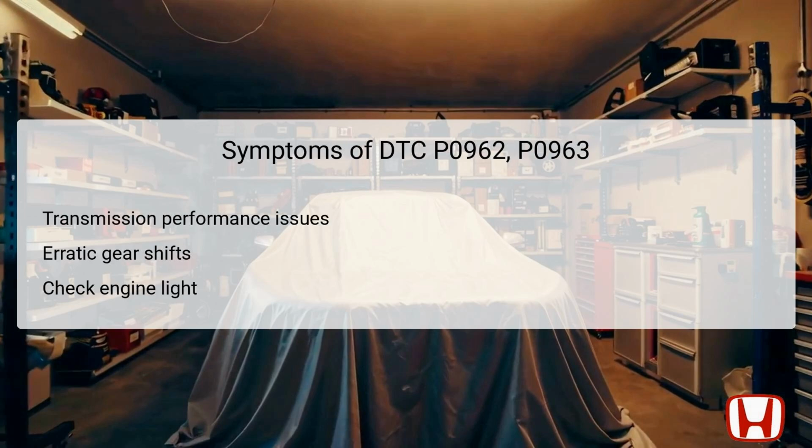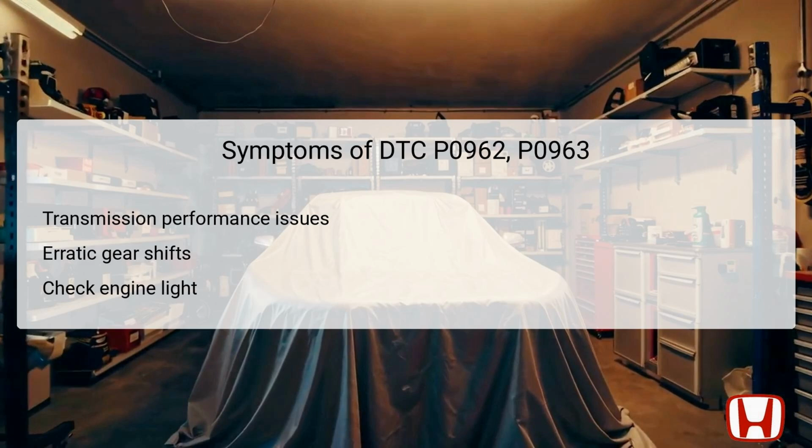When DTCs P0962 and P0963 are present, vehicle owners may experience significant symptoms that could affect overall driving performance. One common symptom is degraded transmission performance, which can manifest as slipping or harsh engagement during gear shifts. This can be particularly noticeable in scenarios where smooth acceleration is crucial, leading to a less enjoyable driving experience.